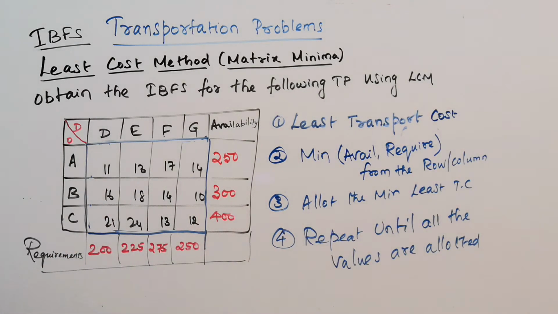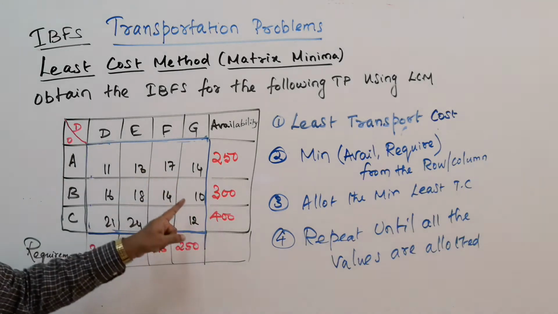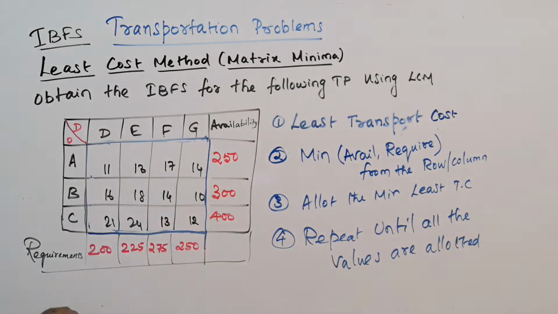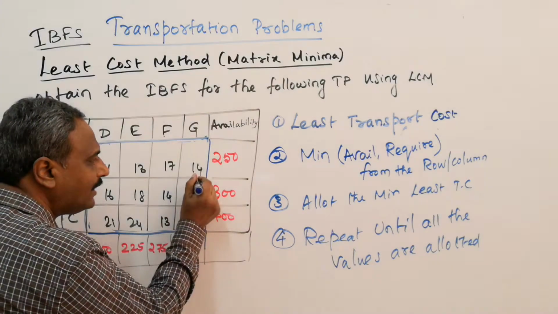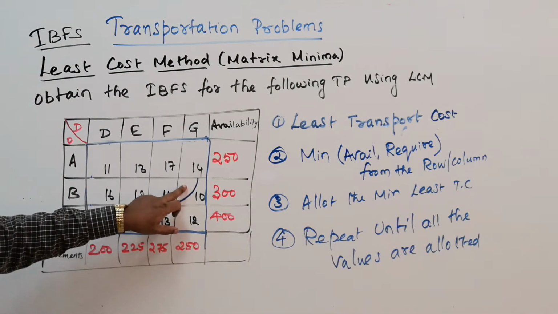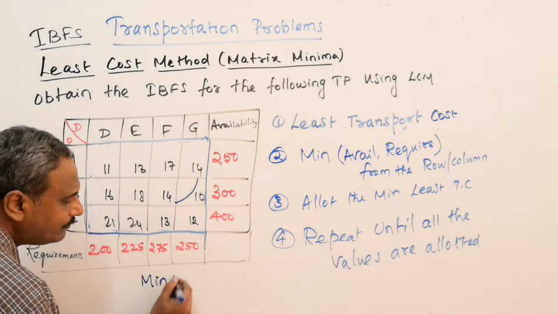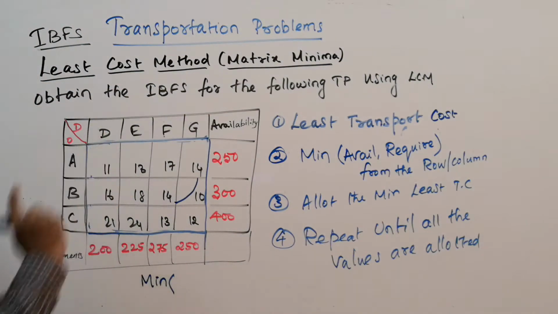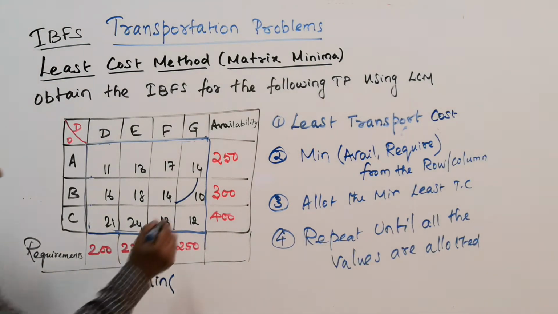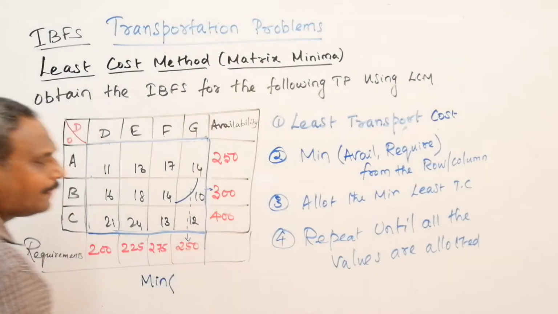So let me take this idea from this table. Here I am going to check for the least cost. When I check 11, 13, 17, 14 and so on, I found the least value is 10. So this is the least cost, and I am going to select this. Now I am going to check the minimum of the corresponding availability and requirement.